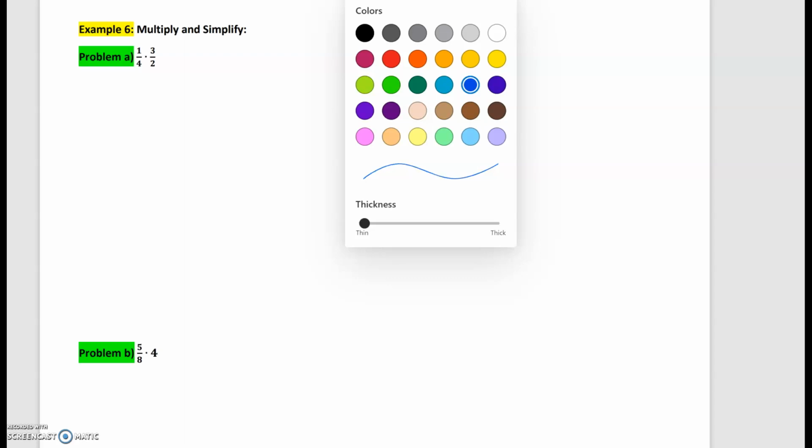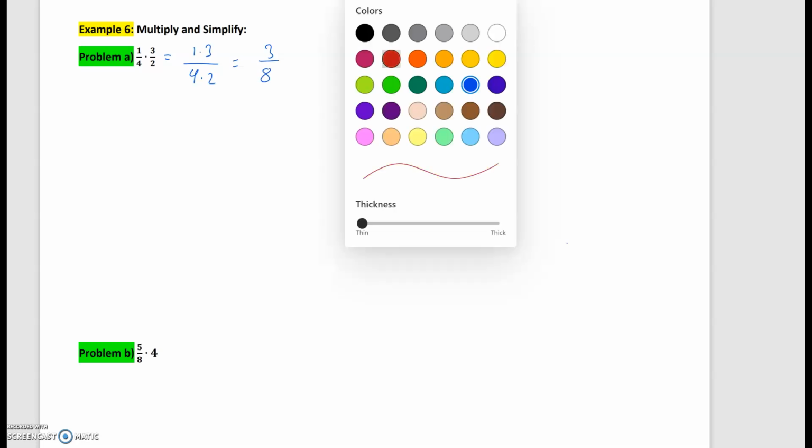Hi class, let's take a look at example 6. In example 6, what they want us to do is a basic multiplication. So I'm just going to express it as a fraction. This is 1 times 3 and then 4 times 2, referring to it as a single fraction.